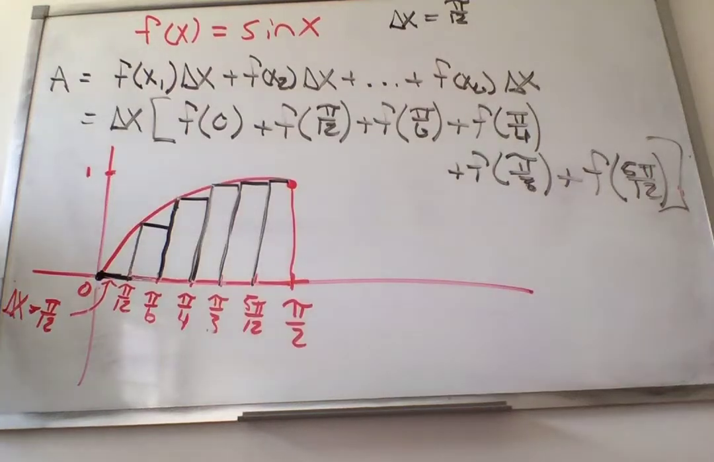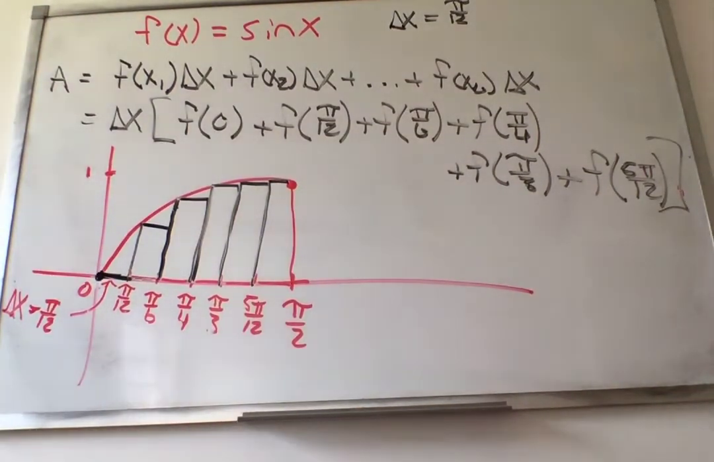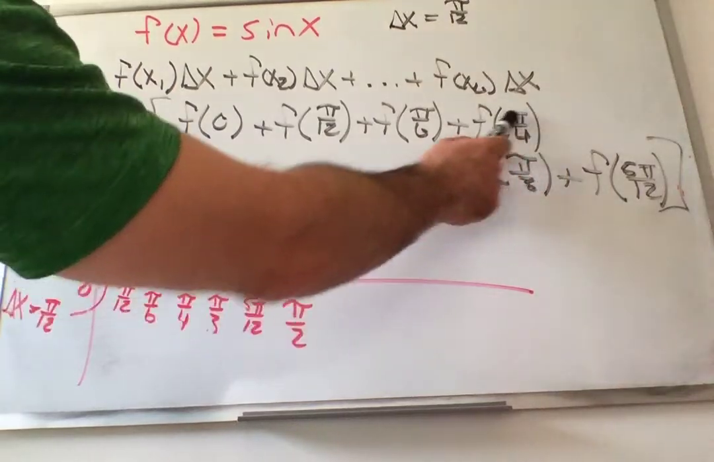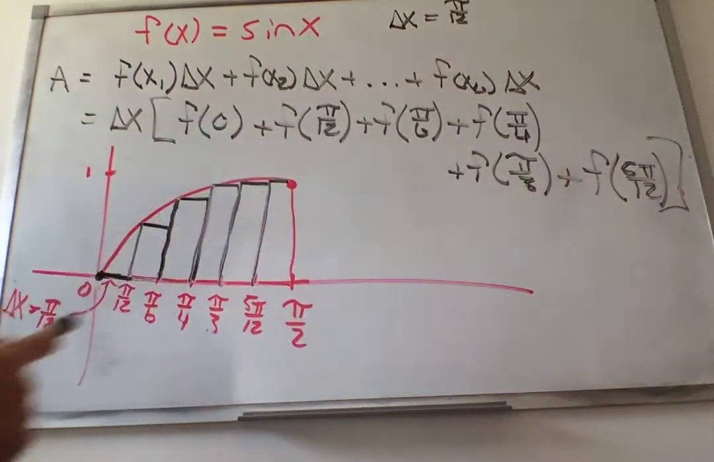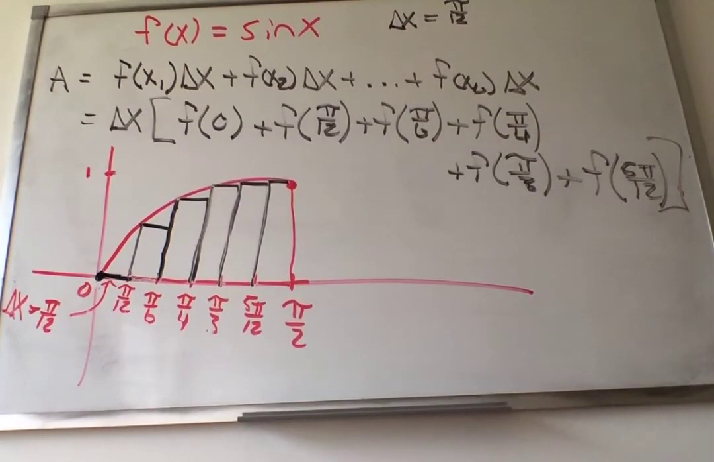Now, what I would do is use your calculator to input these values. You could do these by hand, but sine of pi over 12 is not on the unit circle, so you would have to use a calculator anyway. Let me go grab my calculator. I'll be right back.